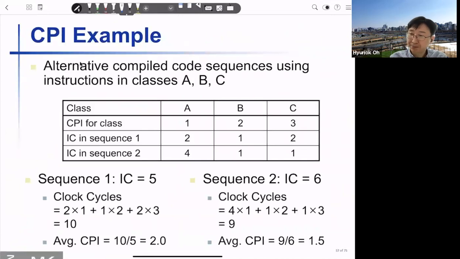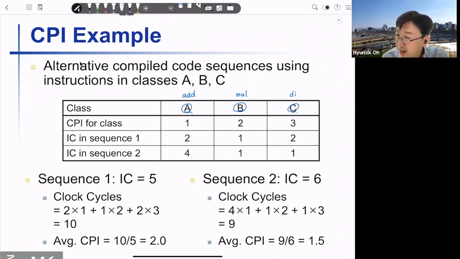Let's look at an example. There are 3 instruction classes, A, B, and C, which are different instructions. For instance, A is like an add instruction, B is like a multiplication, and C is like a division. Multiplication is more difficult than addition, right? And division is the most difficult. So division generally takes more cycles per instruction.